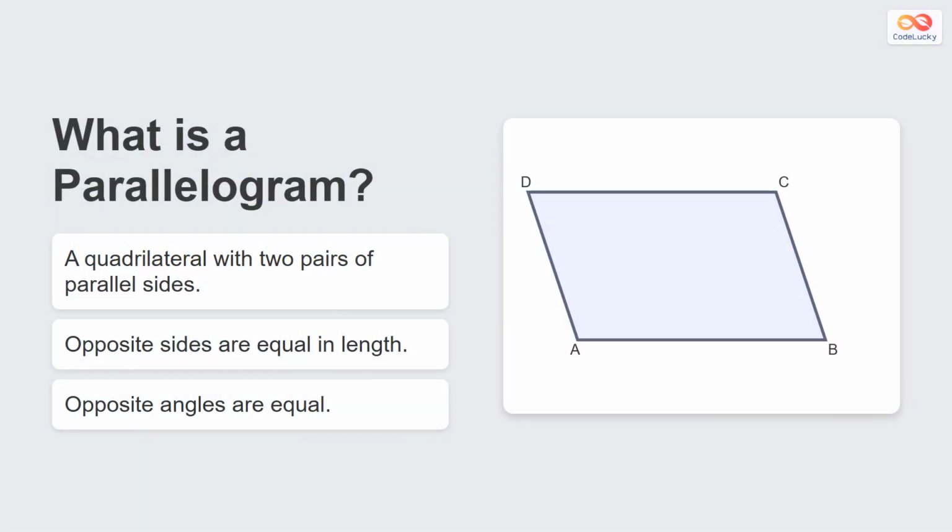First, let's quickly review what a parallelogram is. It's a special type of four-sided shape, or quadrilateral. The defining feature is that it has two pairs of parallel sides. This leads to other properties, like opposite sides being equal in length and opposite angles being equal in measure.